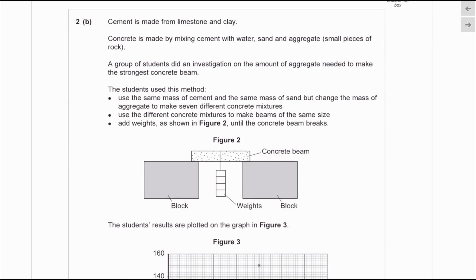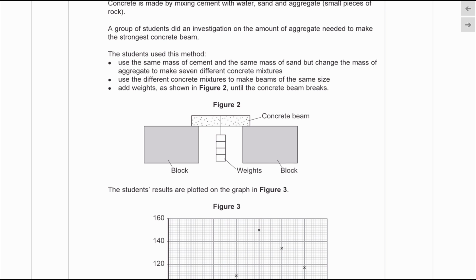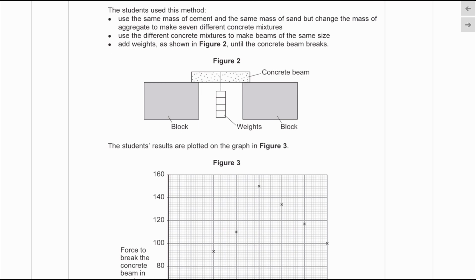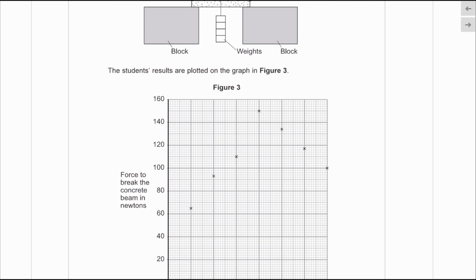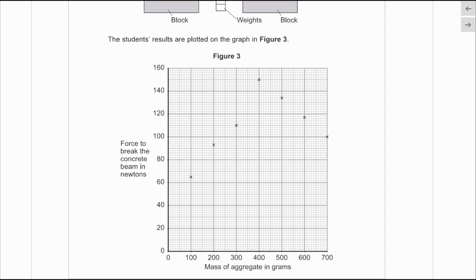We've got 2b. Cement is made from limestone and clay. Concrete is made by mixing cement with water, sand, and aggregate. A group of students did an investigation on the amount of aggregate needed to make the strongest concrete beam. The students used the following method. Use the same mass of cement and the same mass of sand, but change the mass of aggregate to make 7 different concrete mixtures. Use the different concrete mixtures to make beams of the same size and add weights as shown until the concrete beam will break.